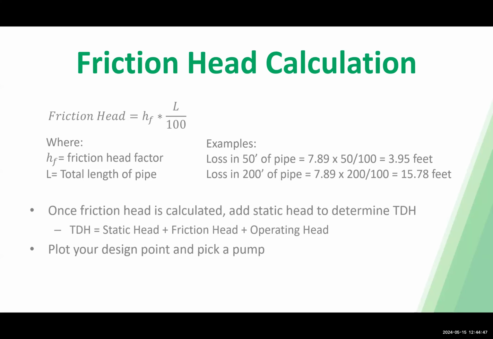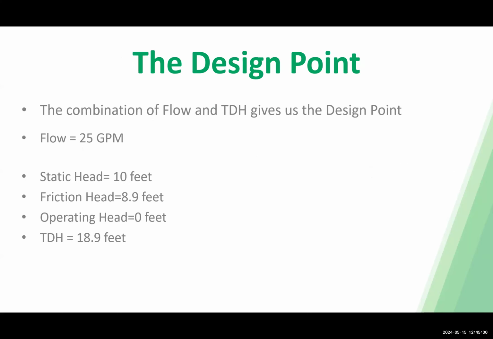Once you have your friction head, you're going to add that to your static head and your operating head, if that's something you need to account for, to get your total dynamic head. You will then use these values to plot your design point and pick a pump. The design point is a combination of flow and total dynamic head. Your flow is equal to 25 gallons per minute for this example. Your static head, we're going to say, is 10 feet, and your friction head is 8.9 feet. We're just going to say we're going to a gravity sewer. So with that, you can determine that your total dynamic head is going to be about 18.9 feet.